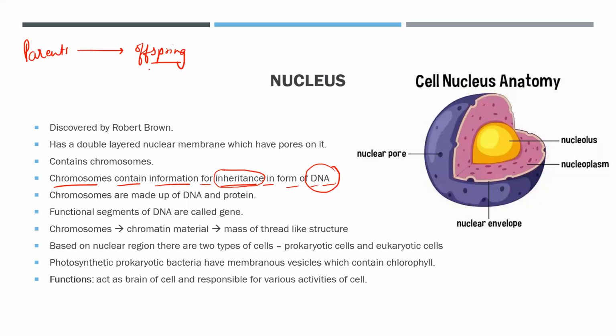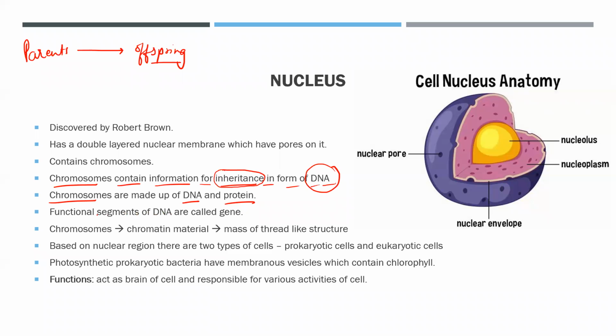What information? For example, how does a particular cell know where it should form the eyeballs, where it should form the nose? Where our nose should be, where our eyeballs should be, where our hands should be. All this kind of information related to our life is contained inside the DNA, and DNA is basically making up the chromosome. So the chromosome is generally made up of DNA and protein.